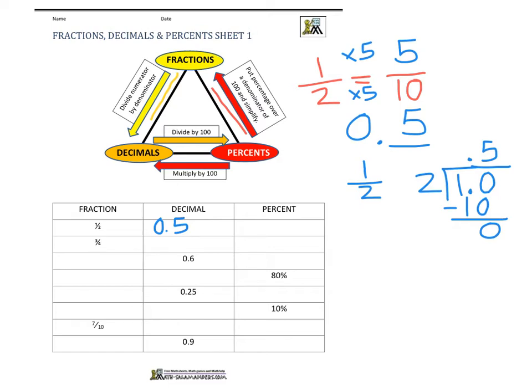Now to go from either the fraction or the decimal to the percent, if we go from a decimal to a percent, we're going to divide by 100.